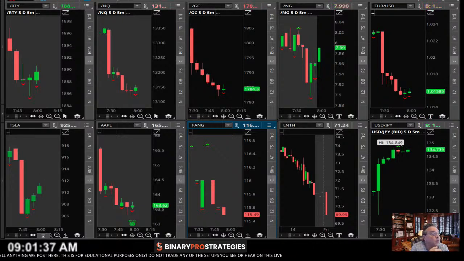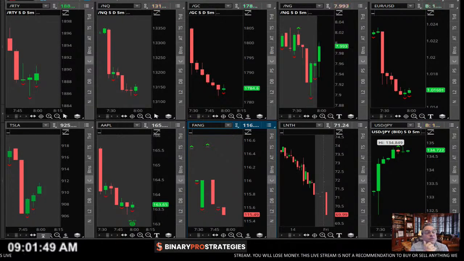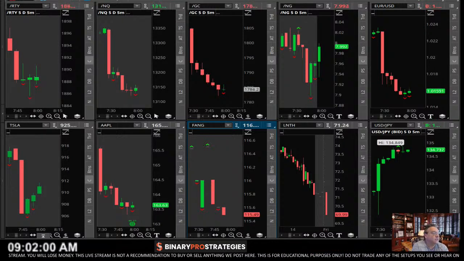All right, so once again, what I'm going to be following this morning: we're going to be looking at RTY, which is the mini Russell, NQ, which is the mini NASDAQ, GC for gold, NG for natural gas, and Euro US and US yen for our currencies. On the stock side, we're going to be looking at Tesla and Apple. Also be following FANG, F-A-N-G, and LNTH.